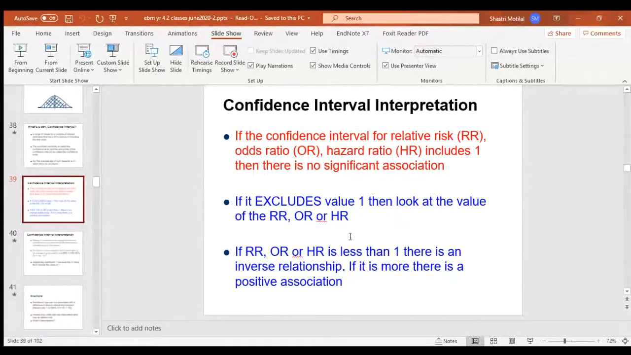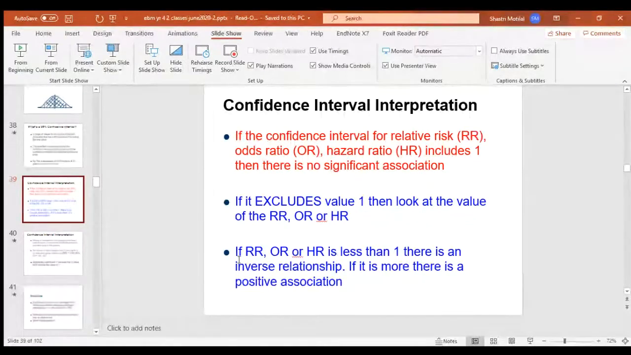Now, if the value is more than 1, it's a positive association. So if we got a relative risk of, let me just say, 1.5, then that means the more treatment you have, the more people are going to get sick, right? So in short, a relative risk, odds ratio or hazard ratio of less than 1 means a risk factor or a treatment is protective. And a relative risk, odds ratio or hazard ratio of more than 1 means a factor or treatment or whatever we're looking at is a positive association. The more of that factor you have, the more of the outcome you're going to see.